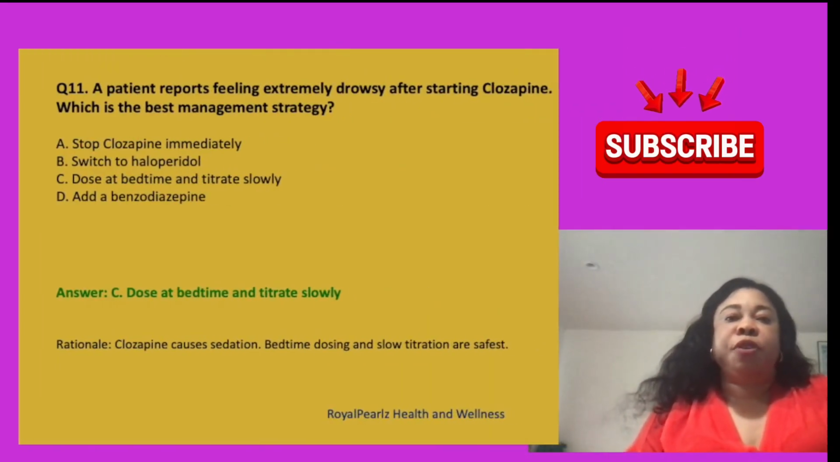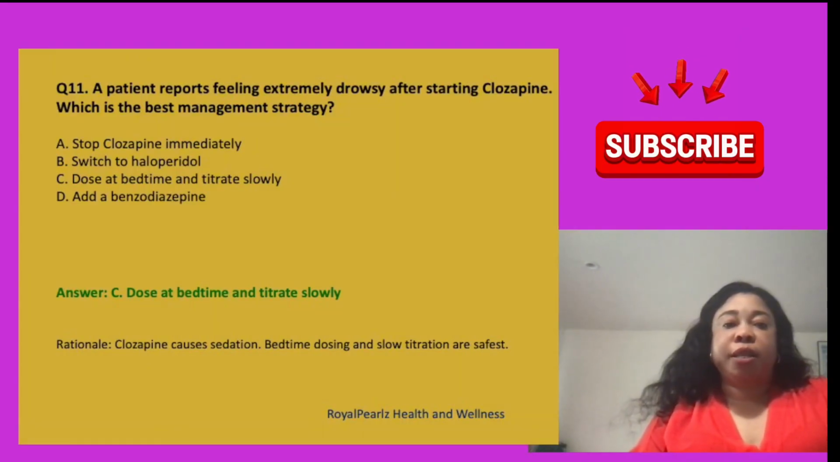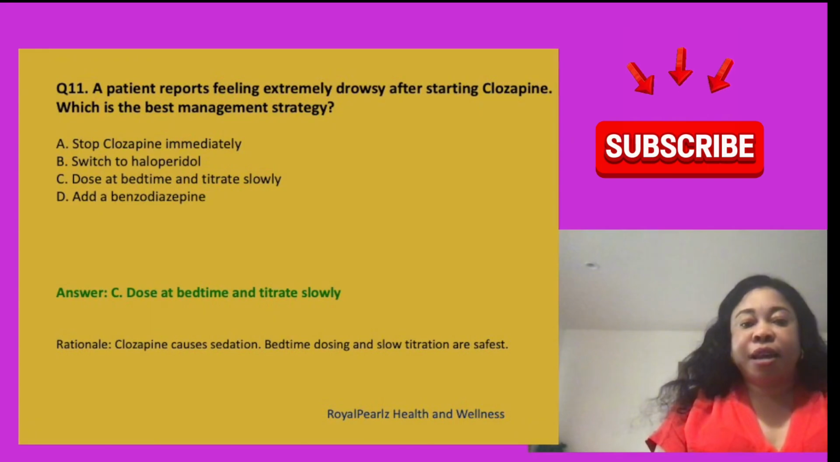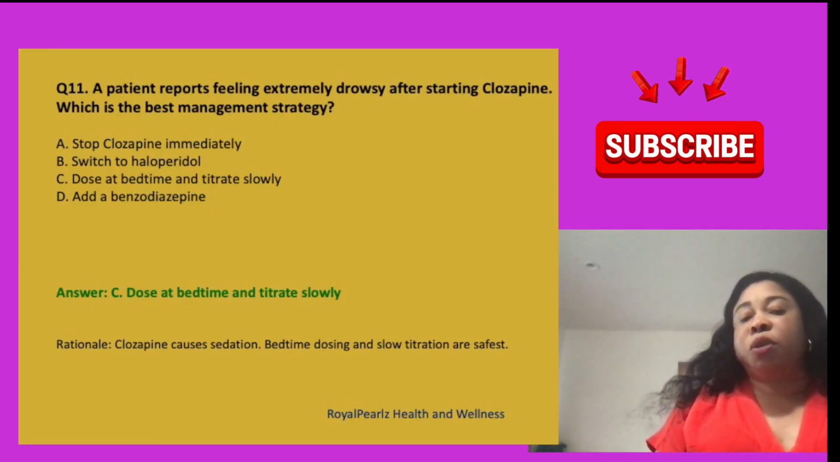A patient reports feeling extremely drowsy after starting clozapine. Which is the best management strategy? A, stop clozapine immediately. B, switch to haloperidol. C, dose at bedtime and titrate slowly. D, add a benzodiazepine. The answer here is C, dose at bedtime and titrate slowly. Clozapine causes the sedation, so bedtime dosing and slow titration are the safest.